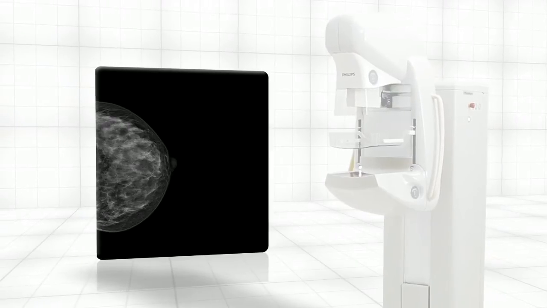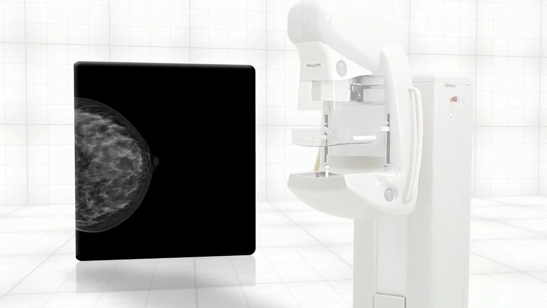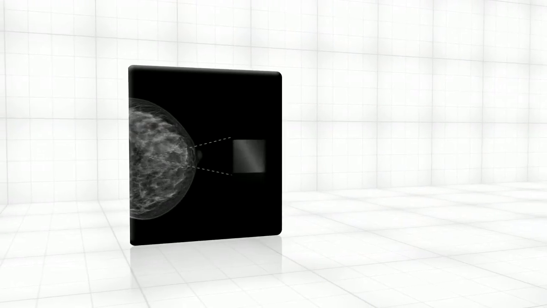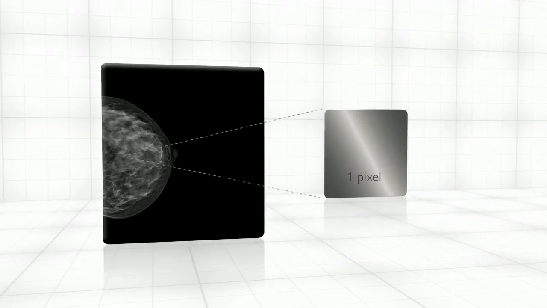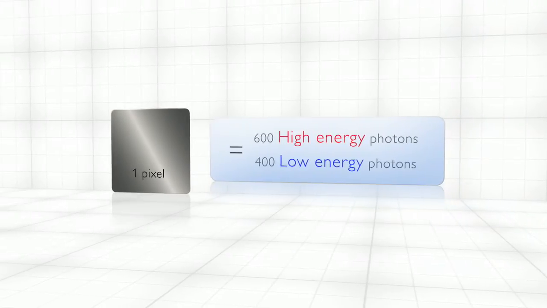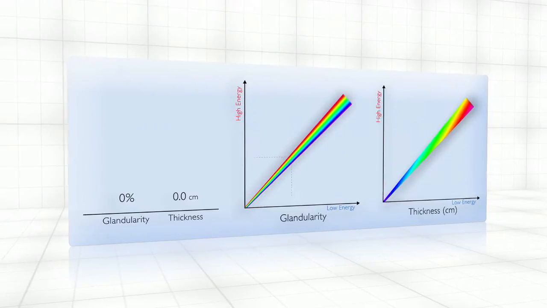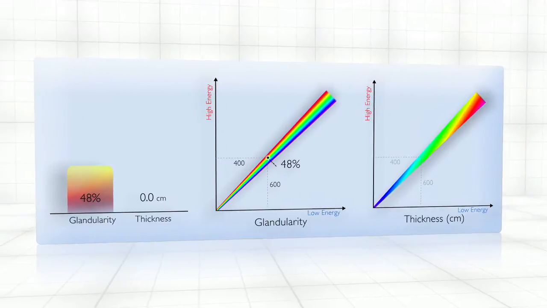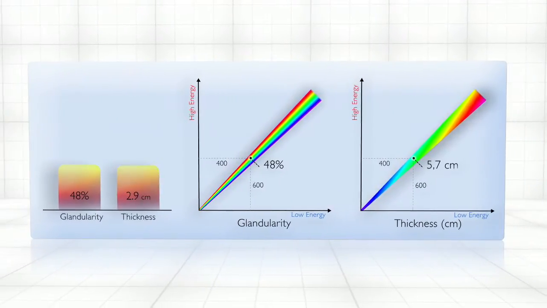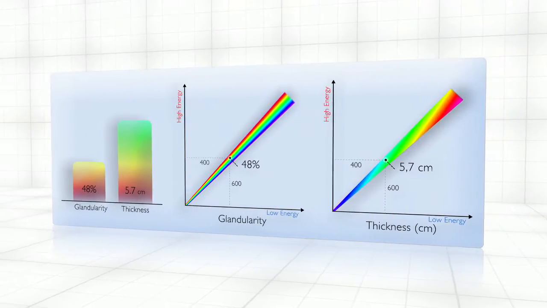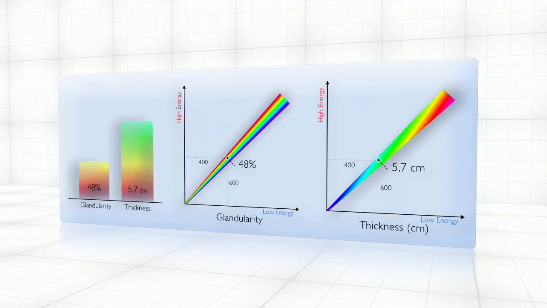Spectral imaging makes it possible to differentiate between adipose and fibroglandular tissue, which is the key to measuring volumetric breast density from a mammogram. In each pixel of the image, the distribution of high and low energy X-ray photons is known and correlates to a specific glandularity and thickness. Because it independently measures both glandularity and thickness, without relying on estimations based on compressed thickness, MicroDose SI automatically calculates the total volume and volumetric percentage of glandular tissue.